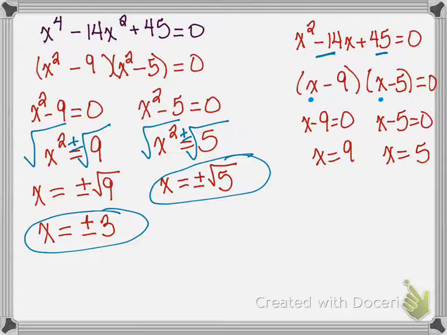How many answers is that? 4. Good. I have plus 3. I have negative 3. I have positive square root of 5, and I have negative square root of 5. Okay?